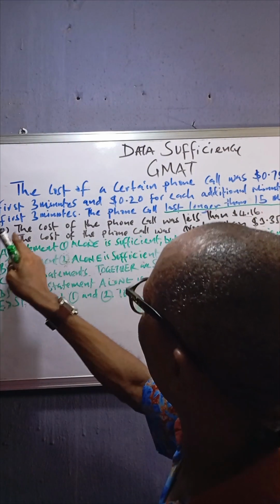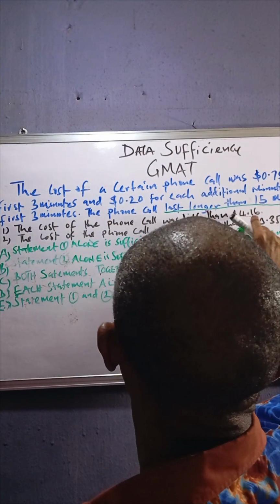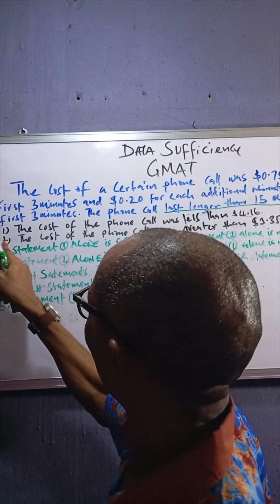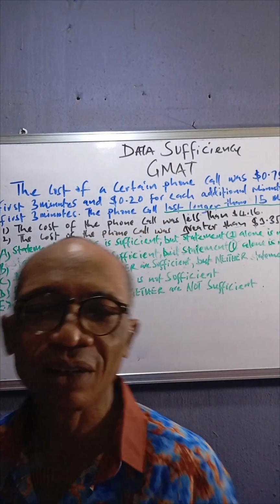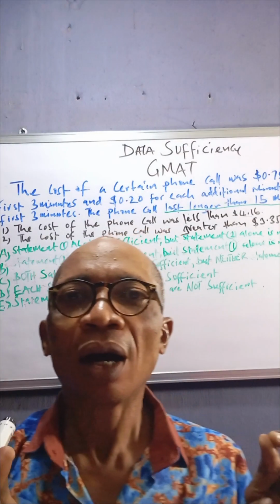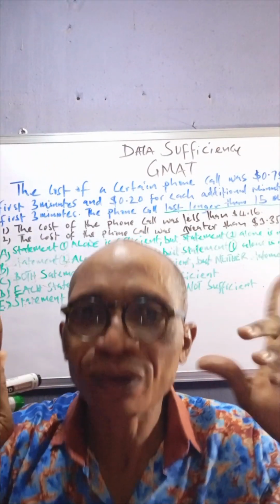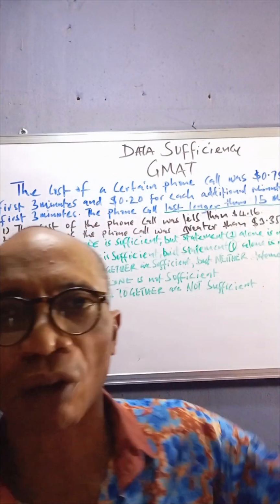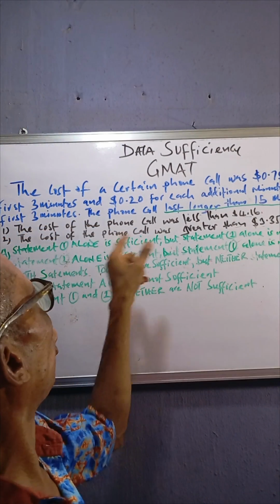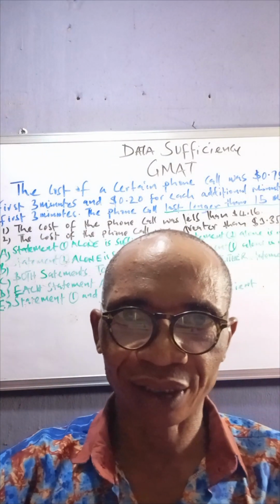Now look at the statements. Statement 1 says the cost of the phone call was less than $4.16. Statement 2 says the cost of the phone call was greater than $3.35. Now, how do we go about solving this? There is something very helpful here. We have been told that the time of the call is more than 15 minutes. It means it doesn't have any boundary range.